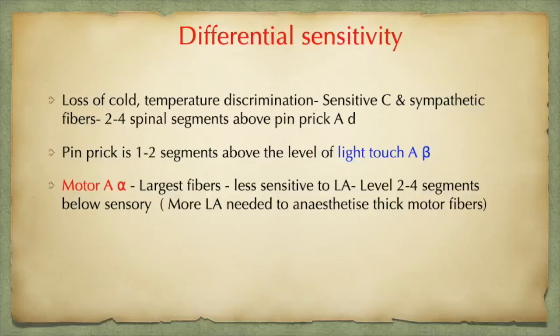They are the largest fibers, they are the thickest fibers, and they are more myelinated, and they are less sensitive to local anesthetics. Their level of blockade is 2 to 4 segments below the sensory because more local anesthetic is needed to anesthetize the thick motor fibers.